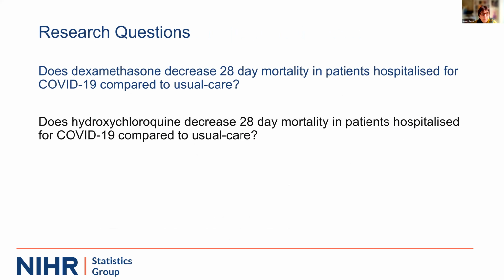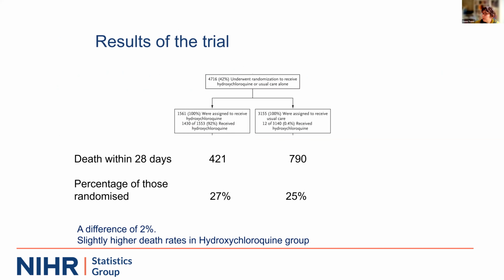So the other result from the RECOVERY trial was looking at hydroxychloroquine. And again, they had an arm in the trial that was randomizing patients to this intervention. When they stopped the arm for hydroxychloroquine, they had 1,500 patients compared to just over 3,000. This time, if you look at the outcome, we've still got mortality within 28 days, and we've actually got slightly higher death rates in the hydroxychloroquine group than the usual care.